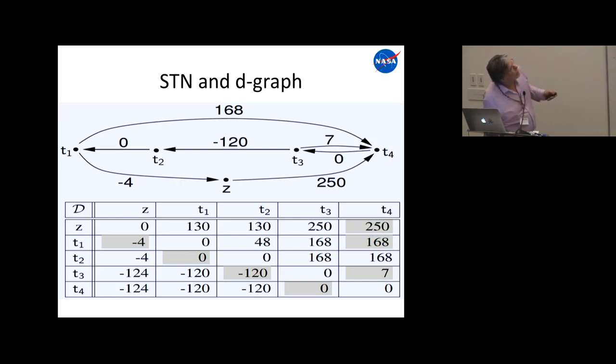Okay, let's say T3 to Z. 120, 0, 4, that should be 124. And so on. So it gives you the shortest path between any two nodes in the graph. Pretty clear. And that's a pretty efficient algorithm, and it's been around a long time. It's called the Floyd-Warshall algorithm. It takes any two points in a graph and calculates the shortest path between those points.